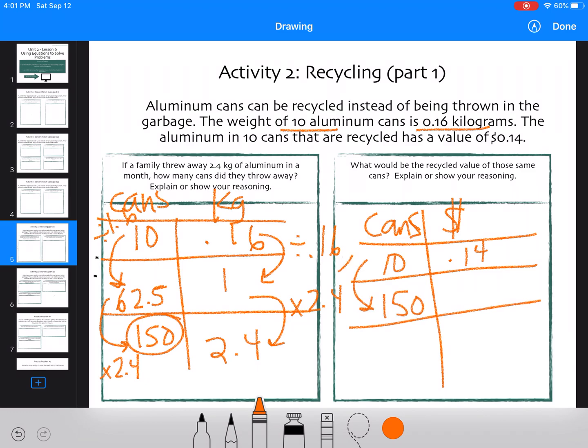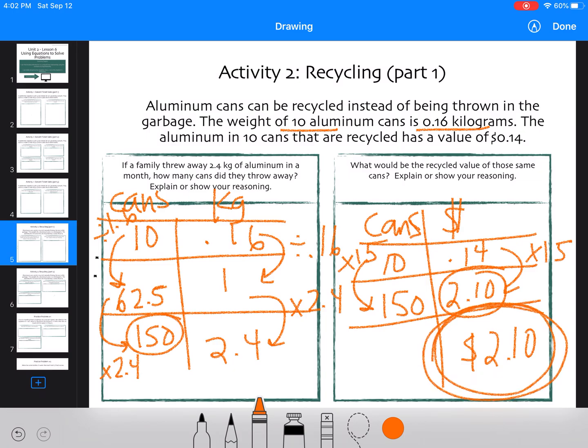So I'm multiplying by 15. The reason I'm not finding for 1 in this example is because I know a number that I can multiply 10 by to get 150. So 15 times 14 cents is going to give me $2.10. So that's my final answer.